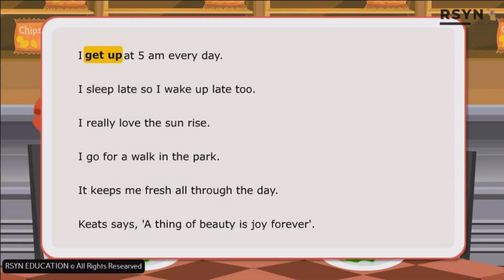I get up at 5 a.m. every day. I sleep late, so I wake up late too. I really love the sunrise. I go for a walk in the park. It keeps me fresh all through the day. Keats says, a thing of beauty is joy forever.